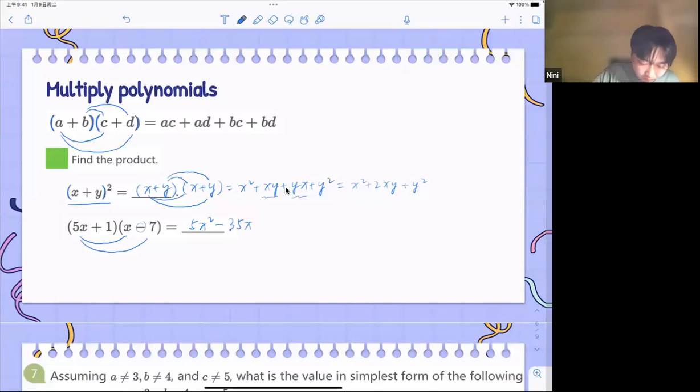And then we are moving to this one. So we got 1 multiplied by x, which is x. And then we move to this one. We got minus 7.